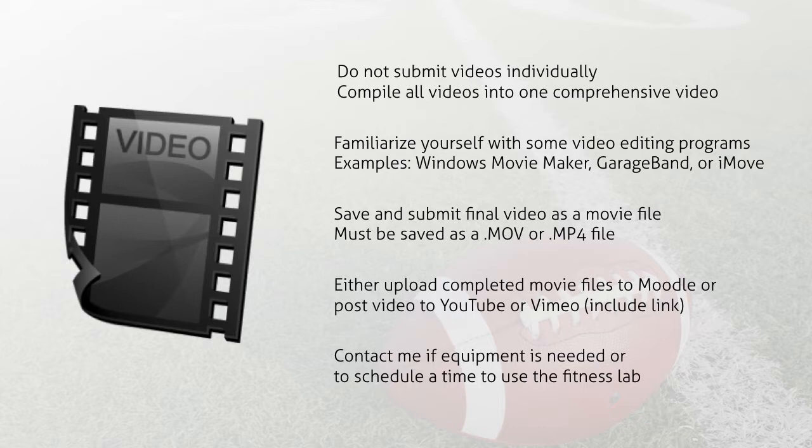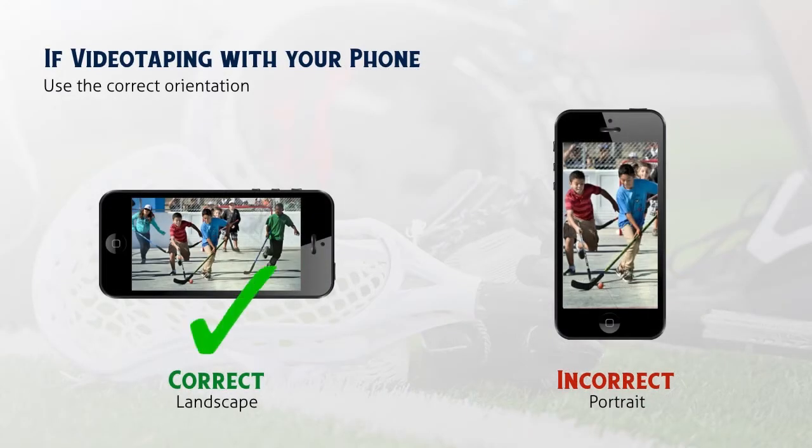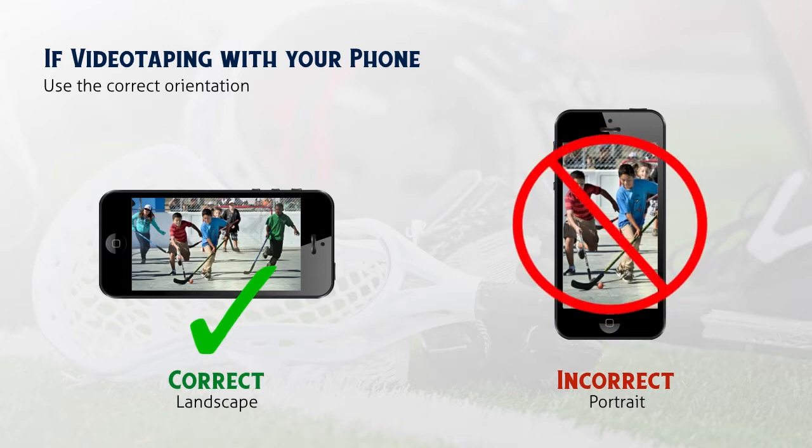I also have video cameras for you to borrow if you need to, but nowadays most cell phone cameras work perfectly and are actually better than our video cameras. Just ensure that you're recording using the correct orientation so the display is correct. Use the landscape orientation rather than a portrait orientation if you're using your cell phone, and also try to keep it stable.